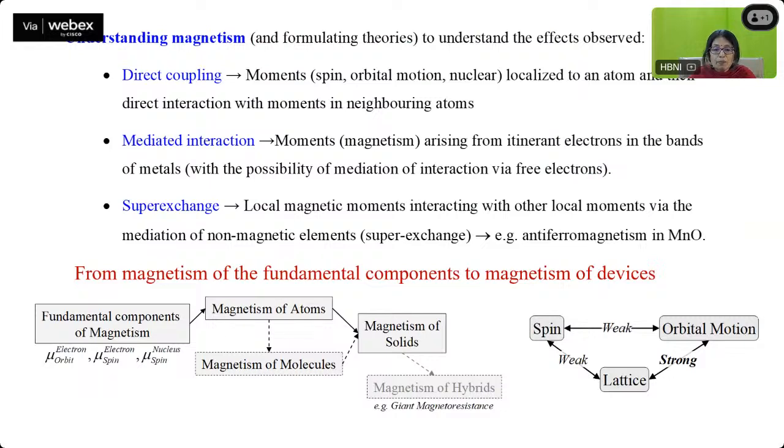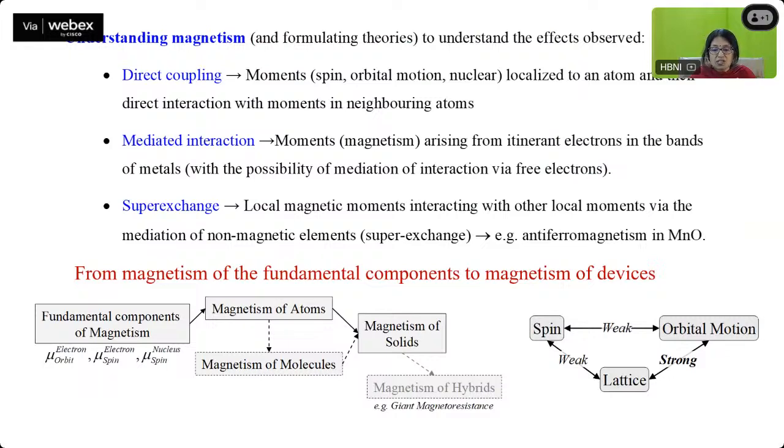So one is direct coupling, which is moments, that is spin, orbital motion, or your nuclear. They are localized to an atom, and their direct interaction with moments in neighboring atoms. So that is direct coupling. Another is mediated interaction, moments or magnetism arising from itinerant electrons in the bands of metals with the possibility of mediation of interaction via free electrons. So that is also another kind of interaction, which is mediated interaction.